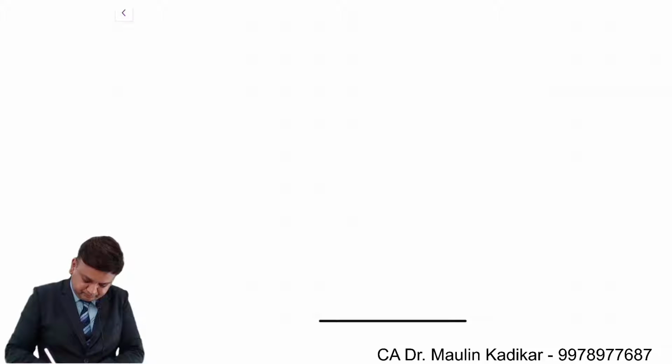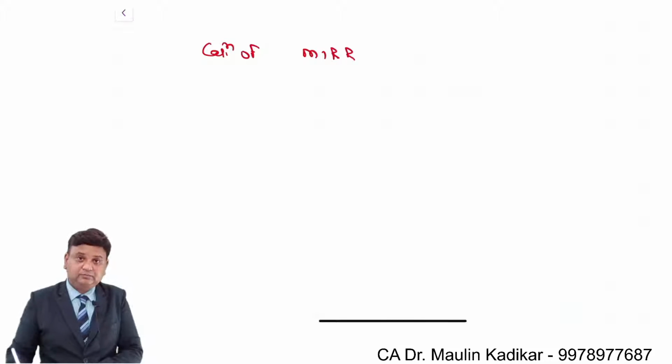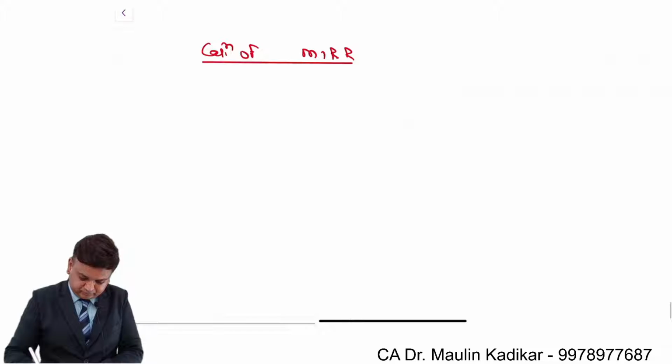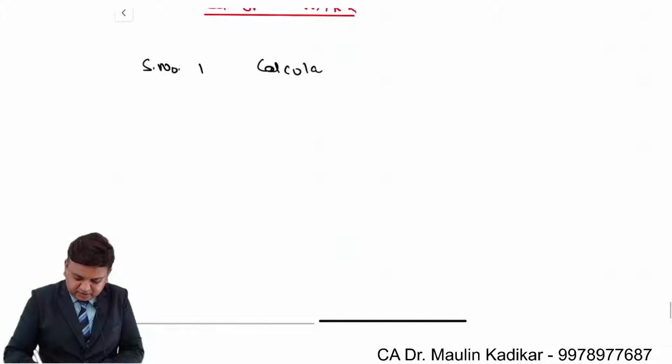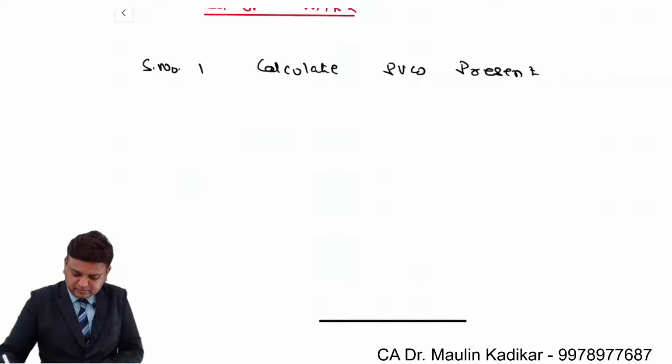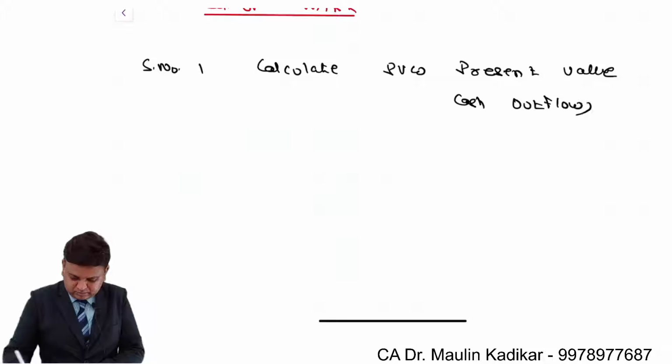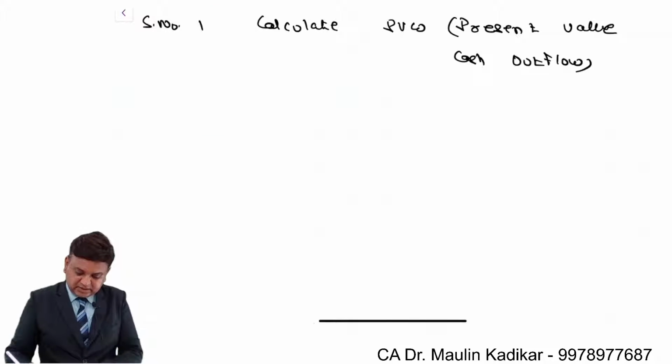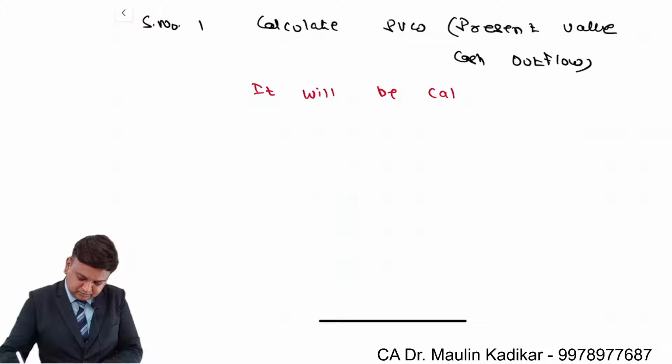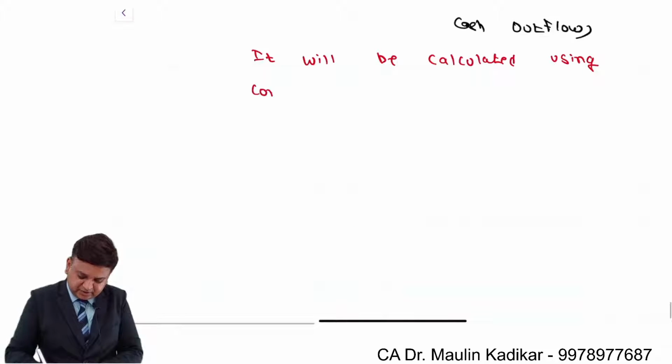So heading, write down: calculation of MIRR. In that write down, step number 1, calculate PVCO. In bracket write down, present value of cash outflow. In that write down, it will be calculated using company's cost of capital.